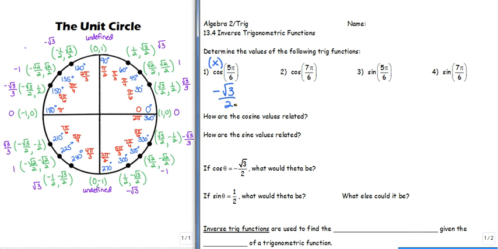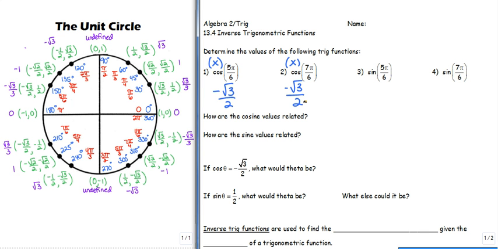Next one, we want the cosine of 7 pi over 6. We go again looking at our radians. There's 7 pi over 6. Since we went cosine, once again we're looking for the x-coordinate. And once again we see that we have a negative root 3 over 2.